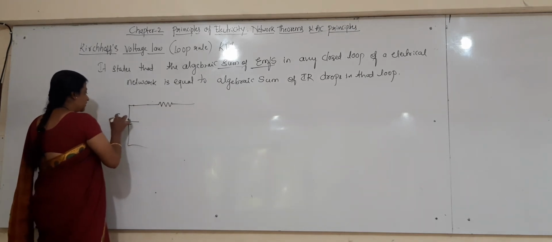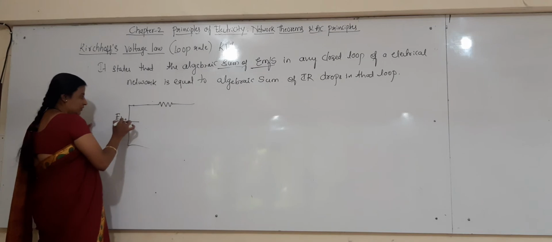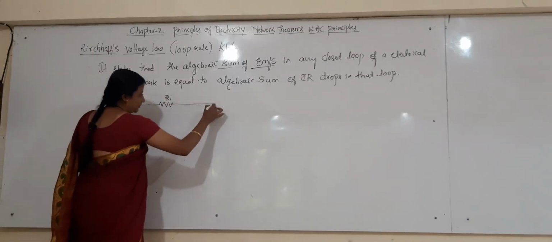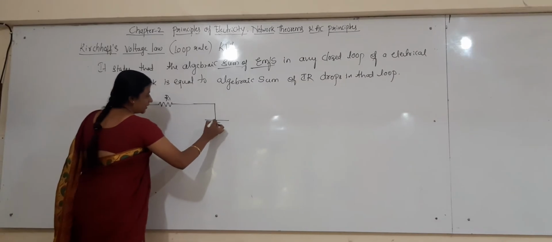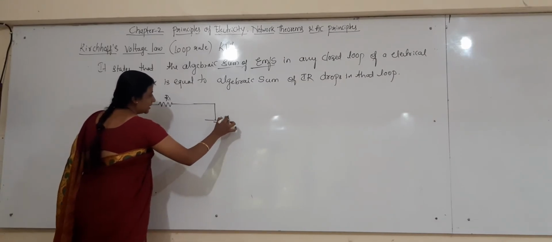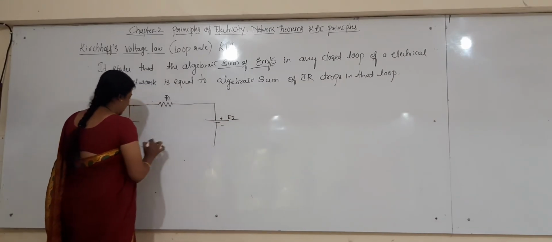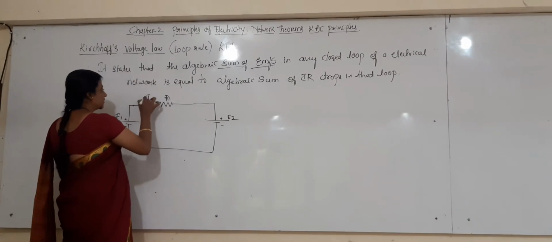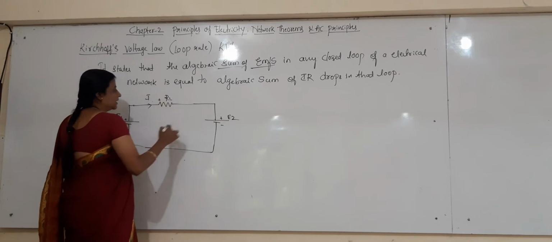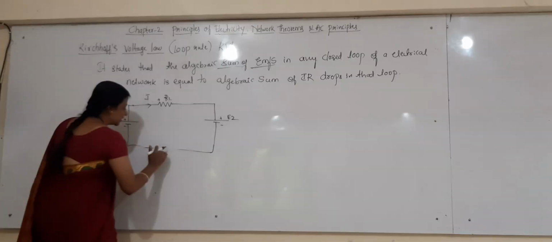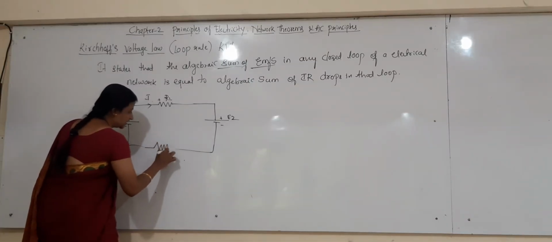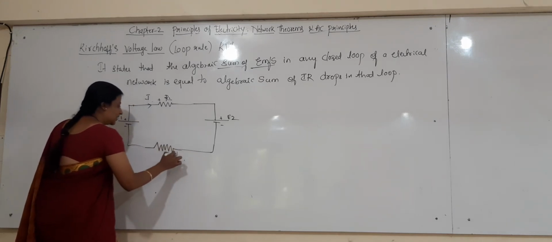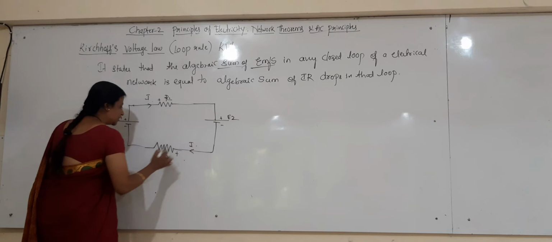One EMF is called E1, this one is plus and minus. Here is resistor R1. Consider one more EMF here, plus and minus E2, and current I is flowing in this circuit. Here also one more resistor you consider in this circuit, R2, 2 resistors. So what all the sign conventions should we use in the circuit?